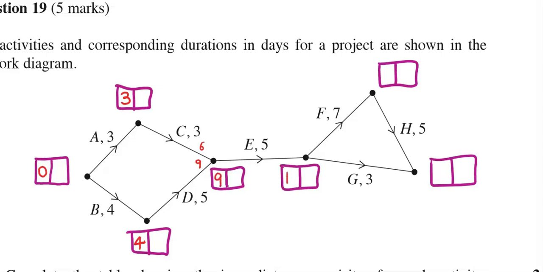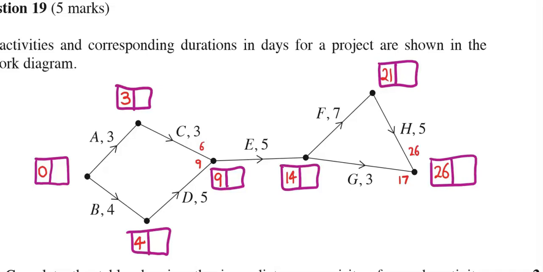9 plus 5 is 14. Okay, so 14 plus 7 gets me to 21 up here. 14 plus 3, I could be here as soon as 17 along this path, but up here 21 plus 5 is 26, and I must choose the larger of those two values so I can get to 26.